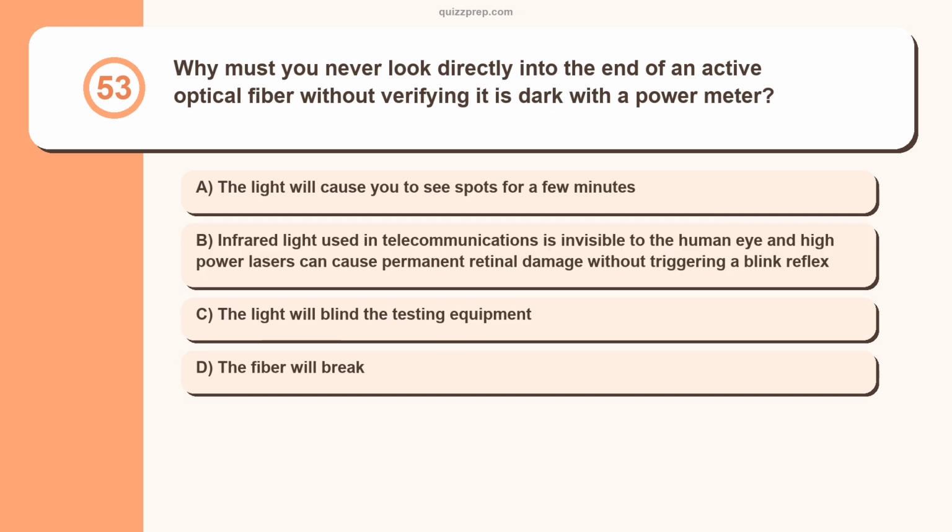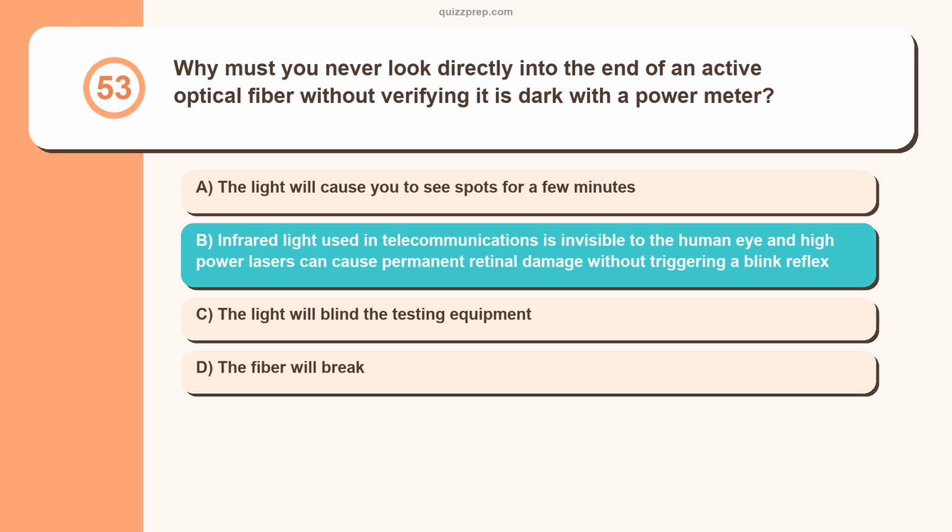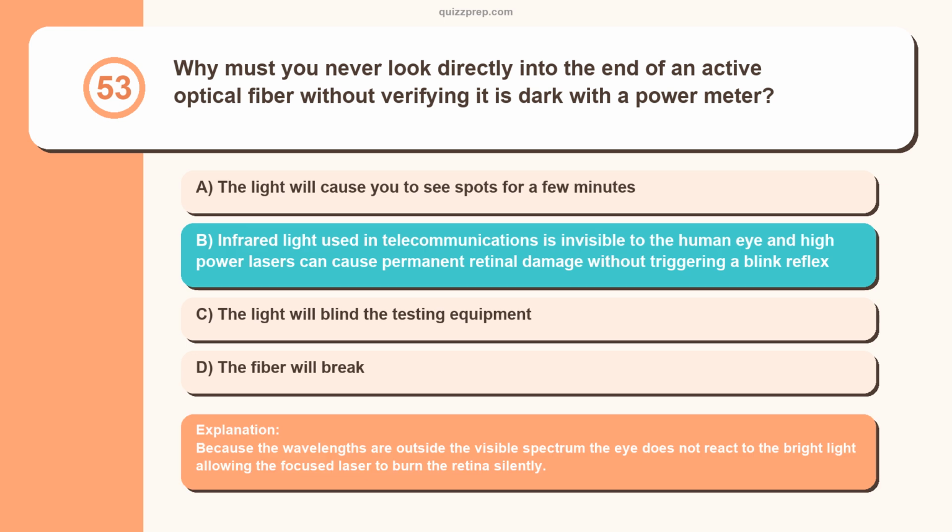Question 53. Why must you never look directly into the end of an active optical fiber without verifying it is dark with a power meter? The light will cause you to see spots for a few minutes. Infrared light used in telecommunications is invisible to the human eye, and high-power lasers can cause permanent retinal damage without triggering a blink reflex. The light will blind the testing equipment. The fiber will break. Because the wavelengths are outside the visible spectrum, the eye does not react to the bright light, allowing the focused laser to burn the retina silently.